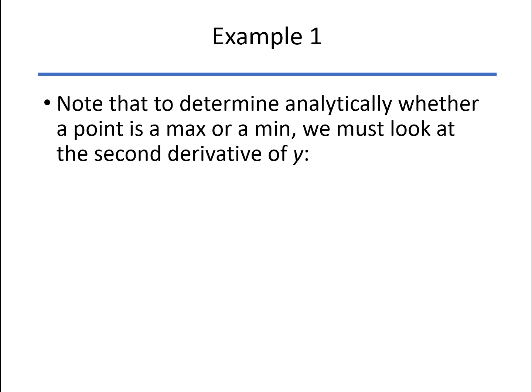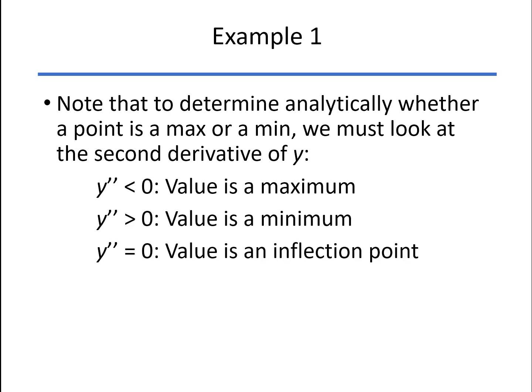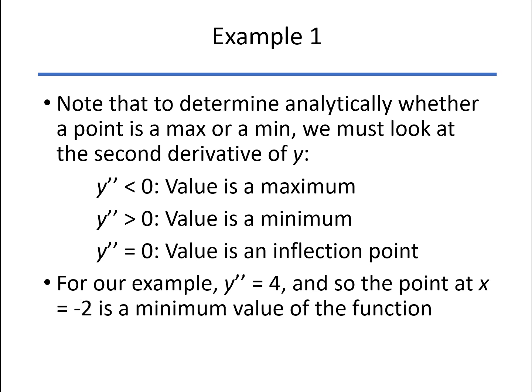Now, analytically, if we want to know whether that's a max or min, we have to take the second derivative. If that second derivative is less than 0, then we have a maximum value. If the second derivative is greater than 0, that's a minimum value. And if the second derivative is exactly 0, that means it's an inflection point. So in this case, our second derivative is positive 4, and so we know that that is a minimum value of the function.